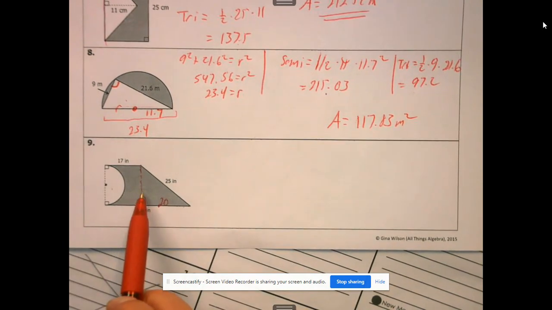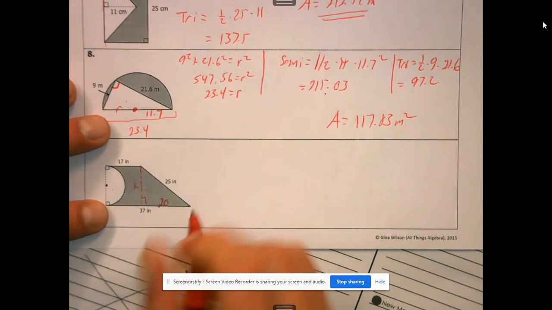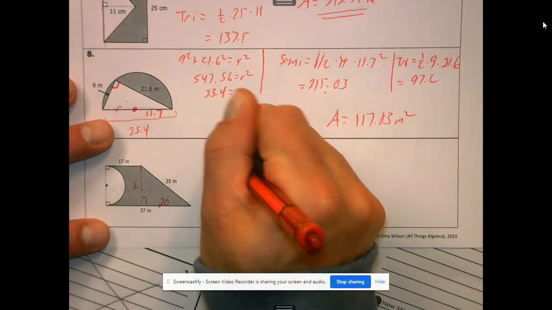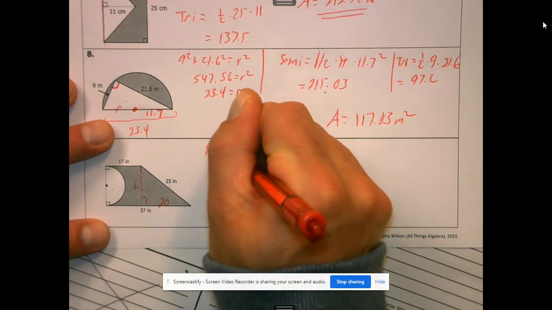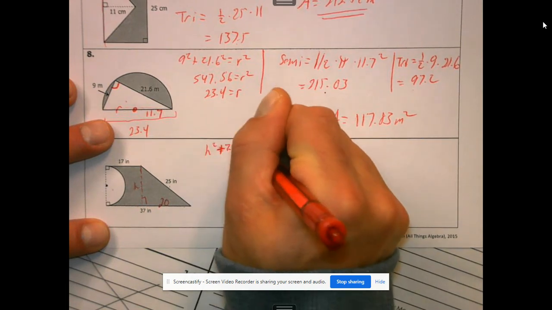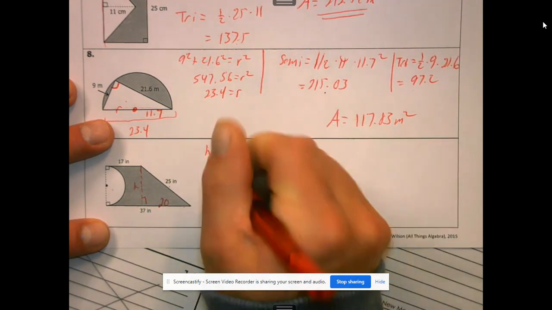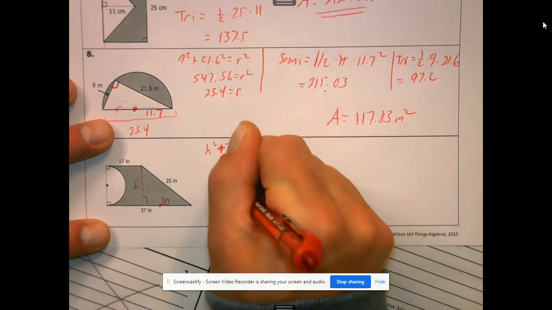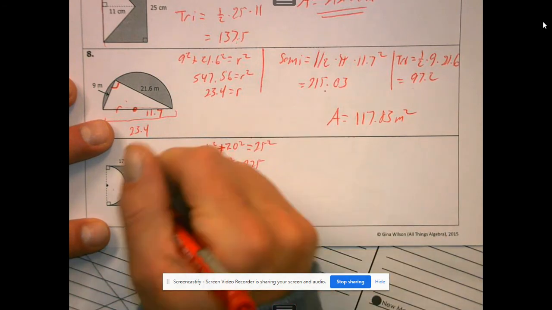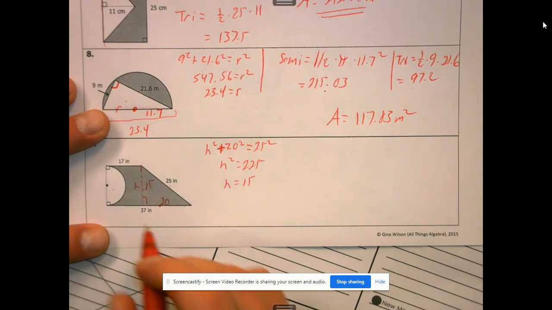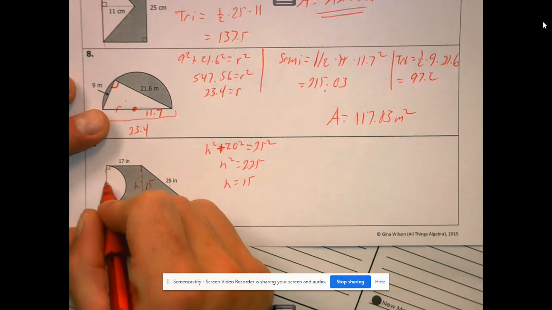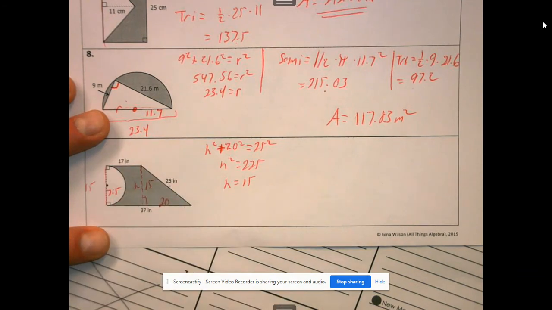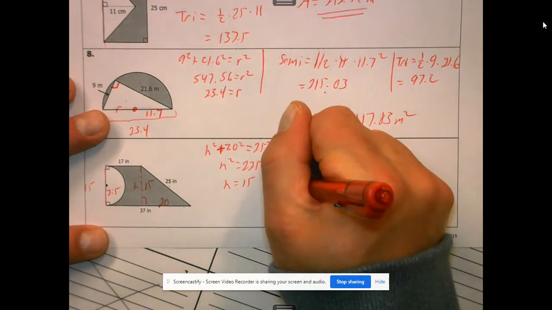And to find the height, Pythagorean theorem, right? We'll just call this the height. A squared, B squared, C squared. So H squared plus 20 squared equals 25 squared. Subtract the 20 squared over, that gives me 225. Square root of 225 is 15. So your height is 15, which means my diameter over here is also 15. But if I cut that in half, radius is 7.5. Now you've got all the information.